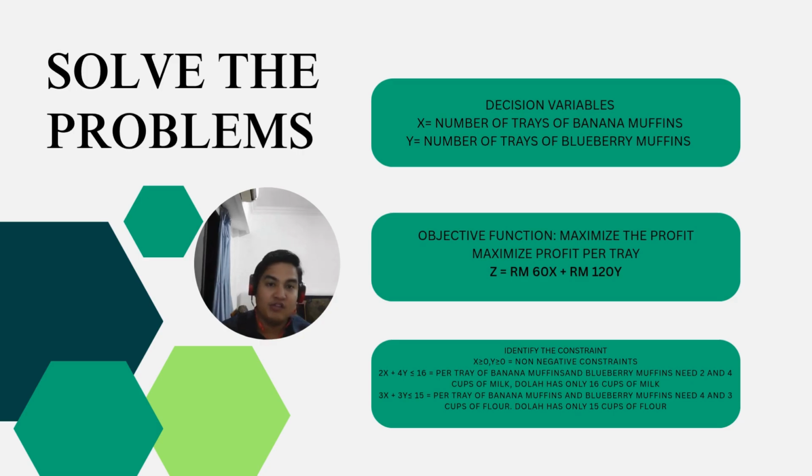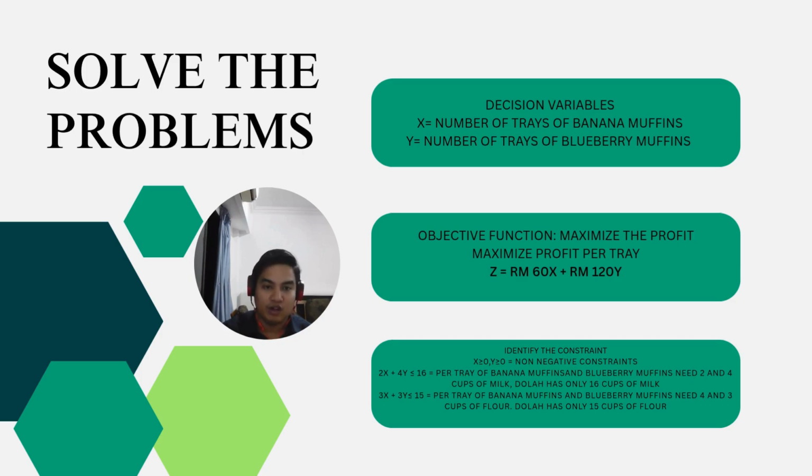The objective function is to maximize the profit, to be exact, to maximize the profit per tray, and the method is z equals 60 ringgit x plus 120 ringgit y.